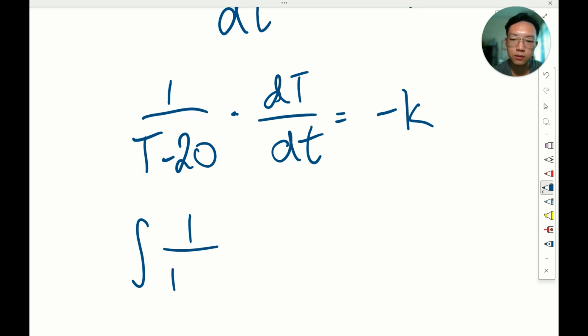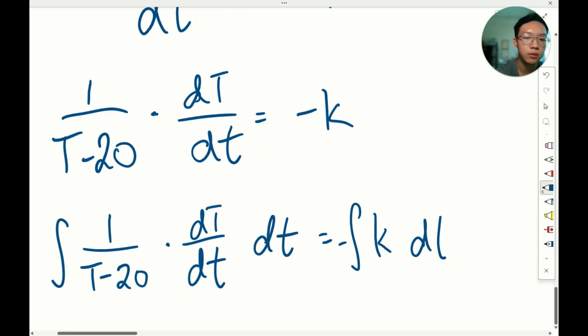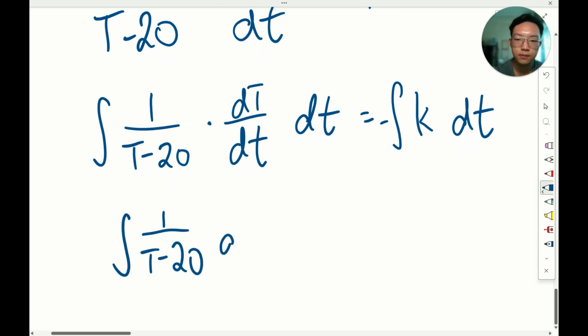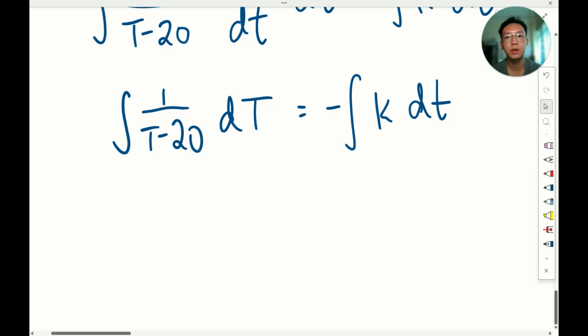So we integrate 1 over T minus 20 dT over dt with respect to small t, and do the same on the right hand side. Negative k, we can put it outside of the integral sign, dt. And you notice that it cancels off. We are left with this equals to negative integral of k dt. Doesn't it look much simpler now? Okay, now we can integrate both sides of the equations with respect to their own terms.